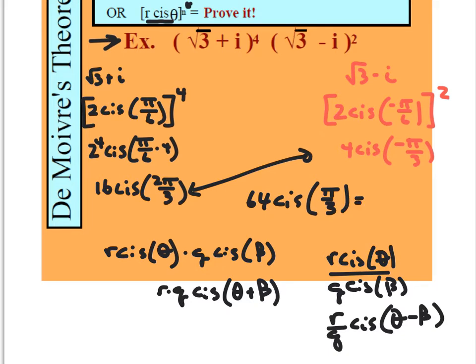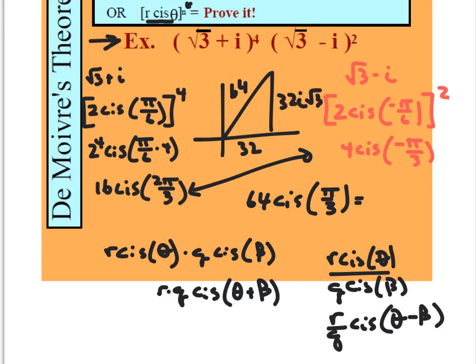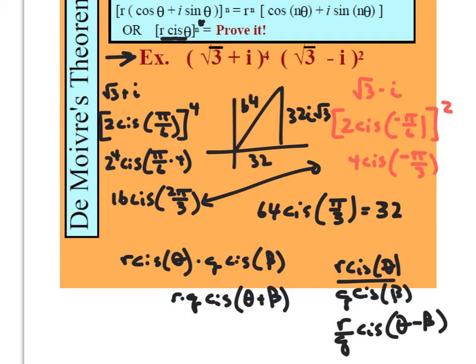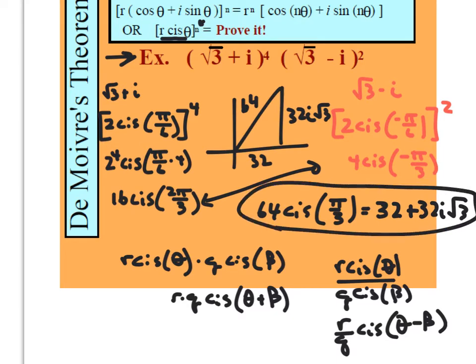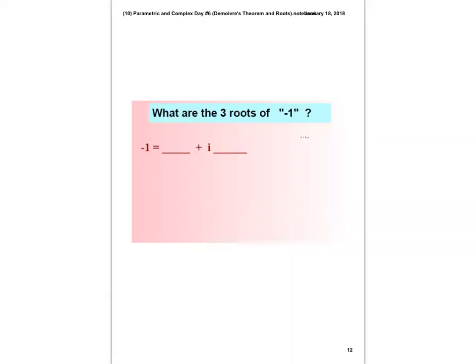If I wanted to put that back into Cartesian form, I would probably sketch it. So it would be in quadrant 1, we'd have a hypotenuse or a modulus of 64, an angle of pi over 3, so that means this would be 32, and this would be 32 i root 3. So the answer to that, if we would have expanded it and combined like terms, would be that. Alright, so that's De Moivre's theorem. Let's use it a little bit further.